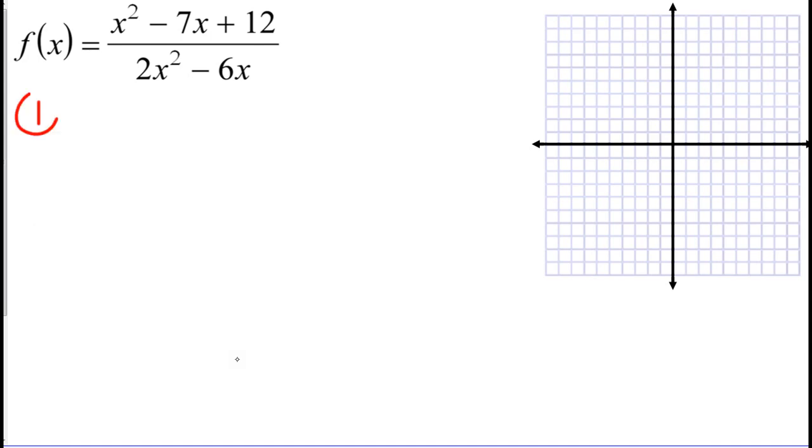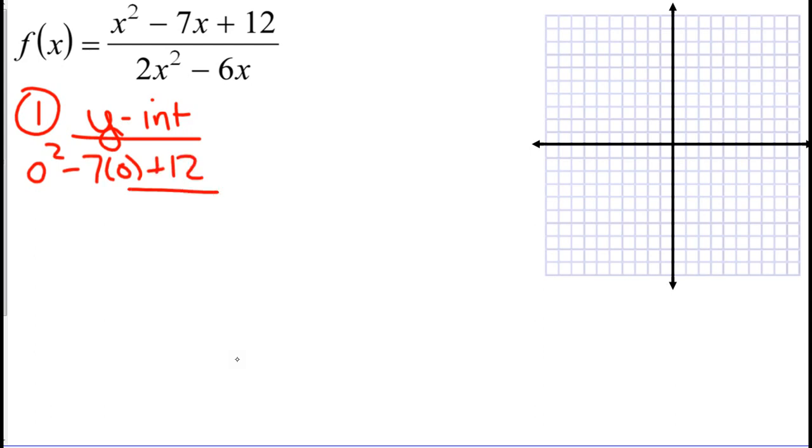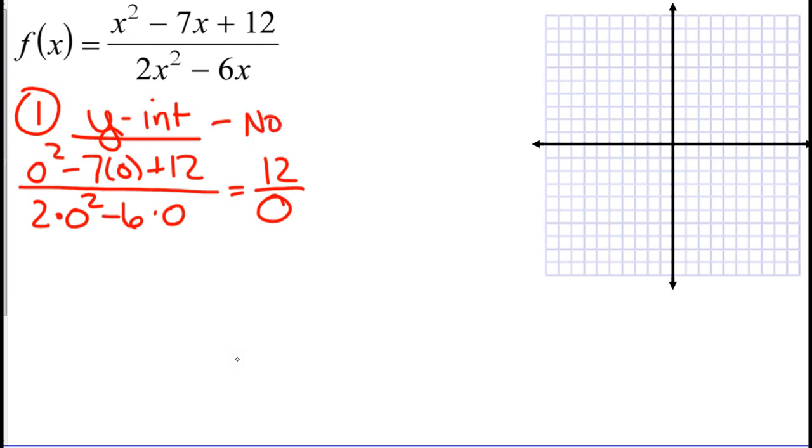So our first step is our y-intercept. Remember, we get our y-intercept by plugging a 0 in for our x. So I'm going to have a 0 squared minus a 7 times a 0 plus a 12 all over a 2 times 0 squared minus 6 times a 0. So I can show you that, yeah, that numerator is going to be a 12, but the denominator is going to be a 0. So what ends up happening is 12 divided by 0, it's undefined. So ultimately, there is no y-intercept. Okay? No y-intercept. Our graph is never going to cross the y-axis, so we don't have to worry about actually plotting that point.